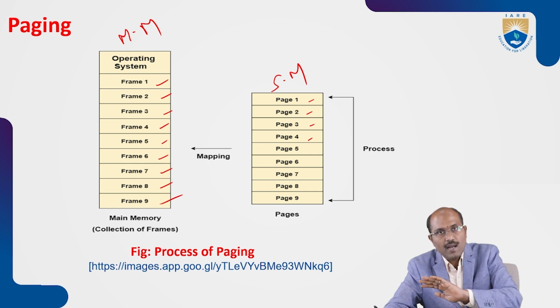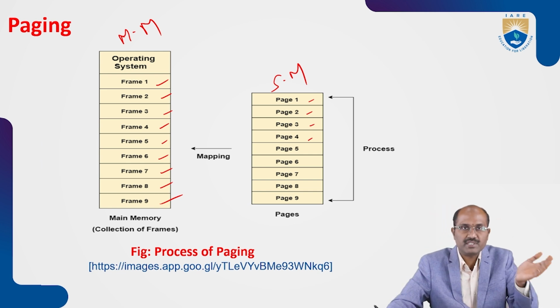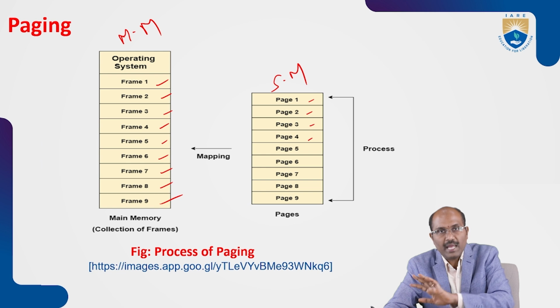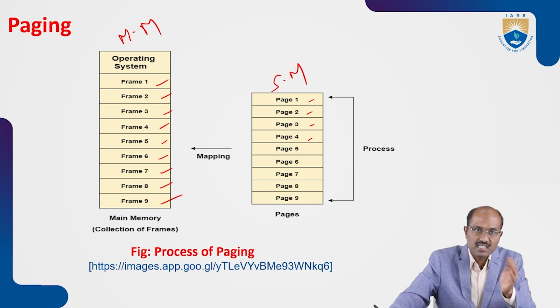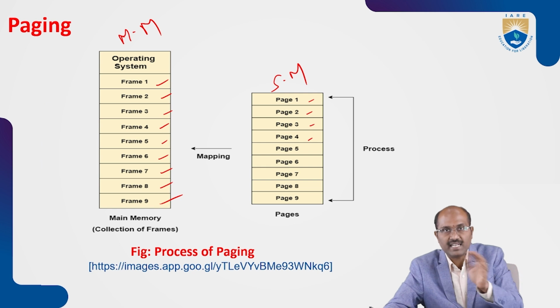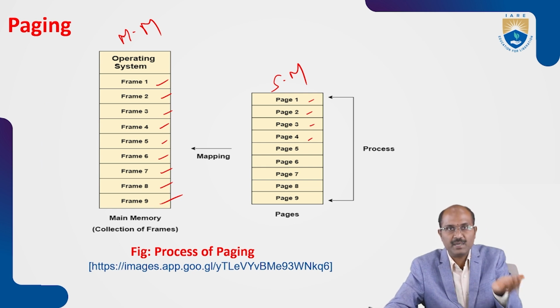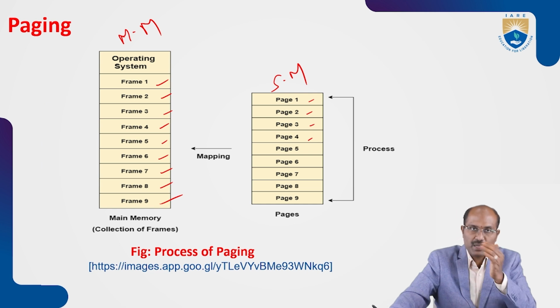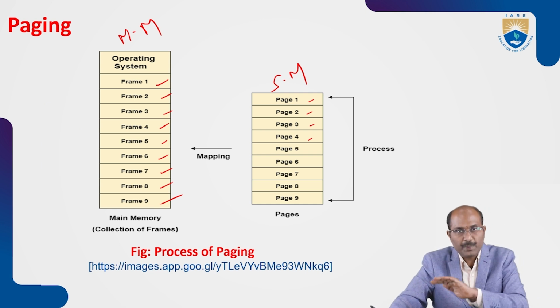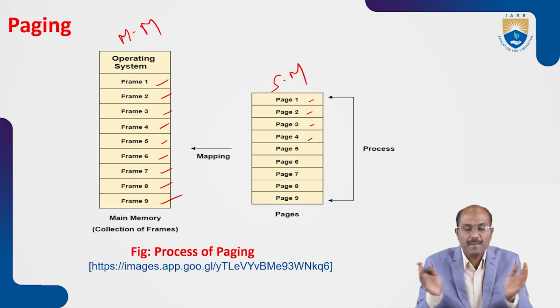So this is called mapping: mapping from secondary memory to primary memory. The pages being mapped is called the page mapping technique, or the process of paging. The process of paging from secondary memory to primary memory is called mapping.